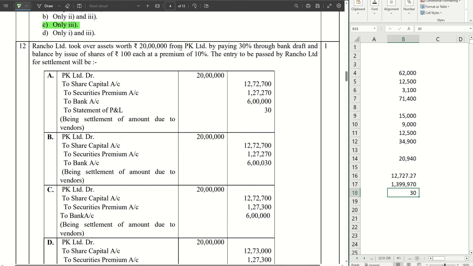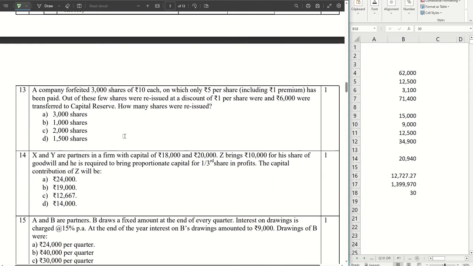So along with the bank draft of 6 lakhs that we are paying, we have to pay 30 rupees as well, and that is represented by this journal here. If you see, purchase consideration 20 lakhs, share capital, which is again the face value 12727 into 100, which is this one, and 12727 into 10, the premium is this amount, and to bank this amount. So option B is the correct answer here. All right, number 12 is done. Let's move on to number 13.